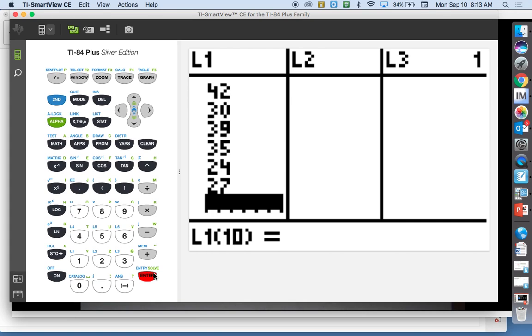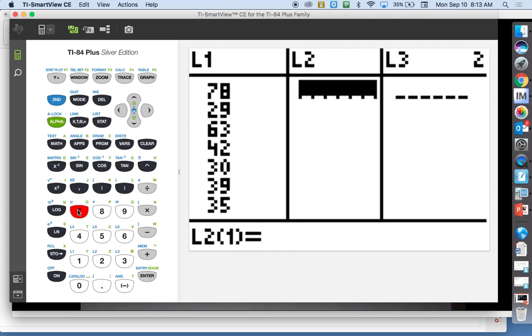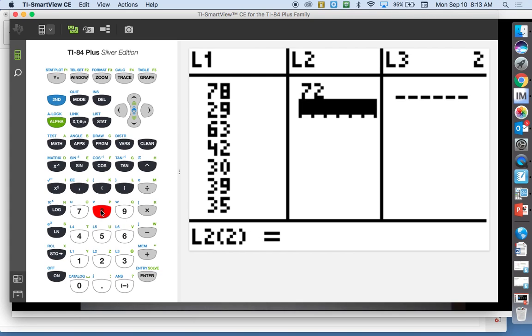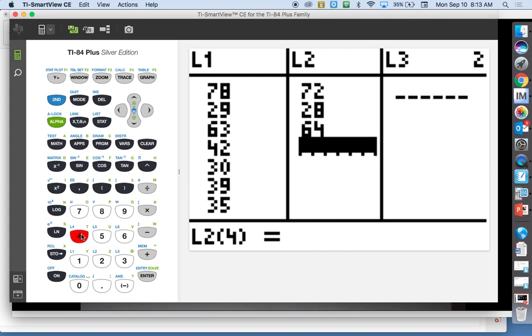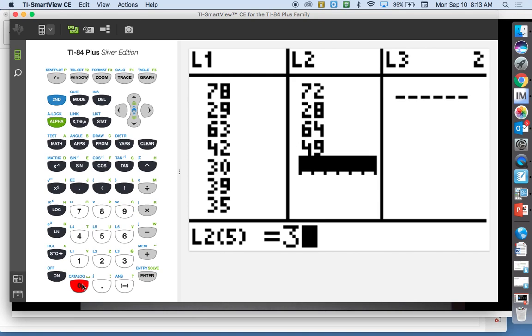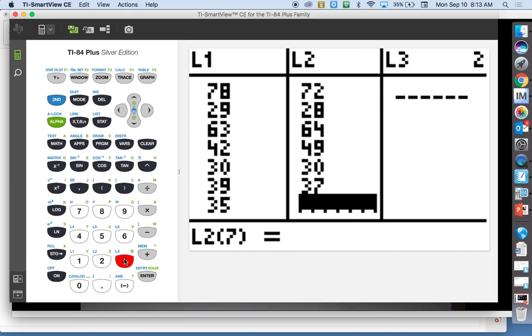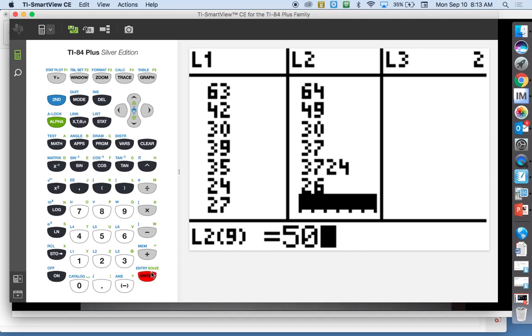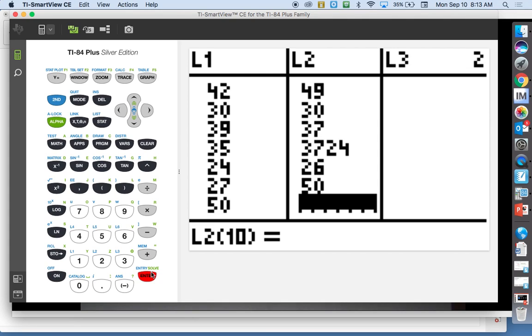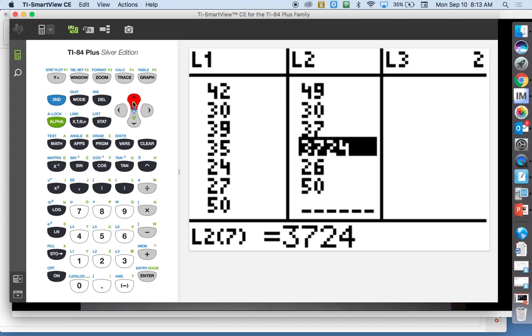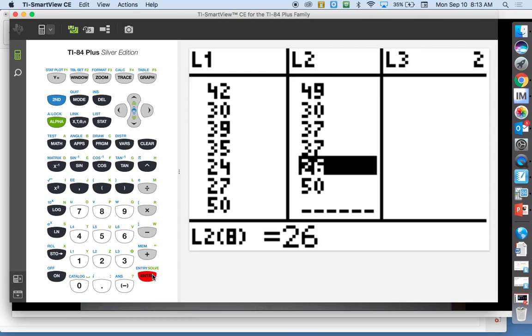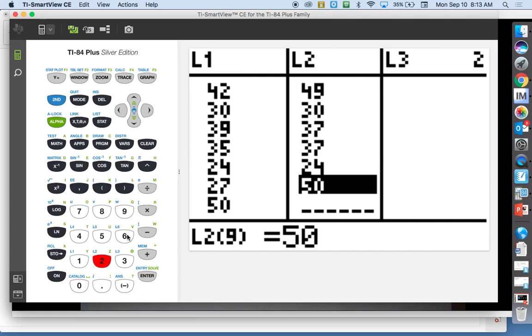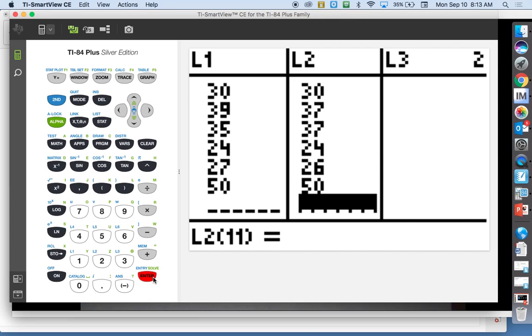And everybody should have a different graph because we all have different answers. The L2 is the same, but the L1, your guess, will be different. Again, make sure that your L1 and L2 are lining up. You should have the same number of values. We've got 10, so you should have 10 in each of them.